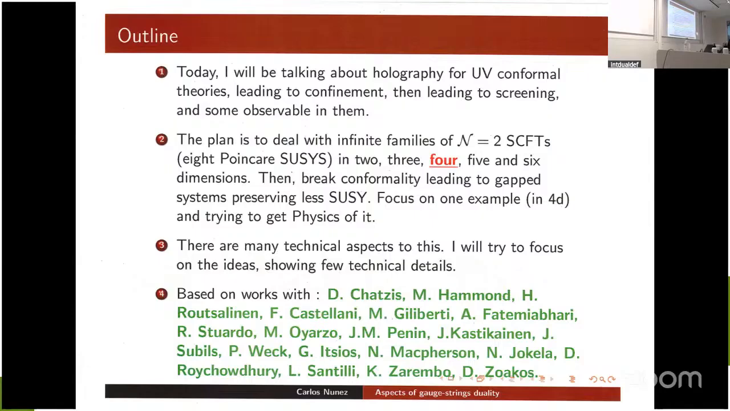Then I will focus on one example in 4 dimensions, and actually it will be 2 examples in 4 dimensions, trying to get physics out of them. And like any other topic in this area, in this conference, there are lots of technical aspects to this. I will try to focus mostly on the ideas, showing not so many technicalities, but I'll ask you to interrupt me with questions. This talk is based on works with PhD students in the first line, postdocs in the second and third line, and faculty in the fourth and fifth line. These are different papers, different combinations of people, written roughly in the last 10 months.